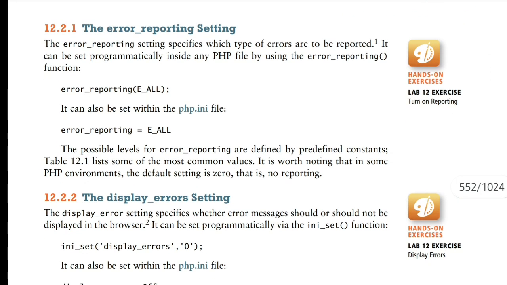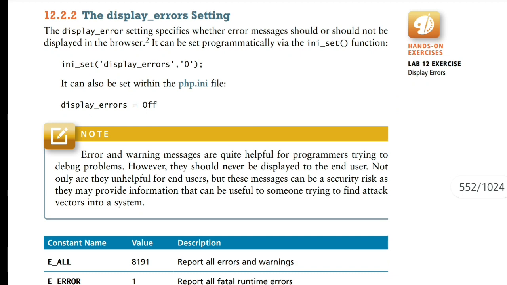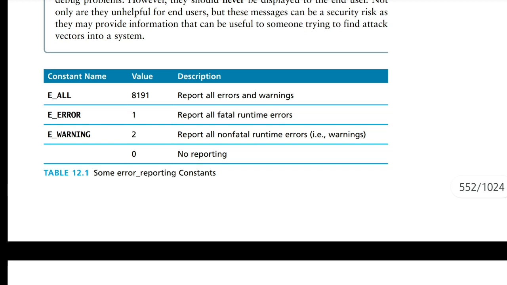Let's see an example for each of these. Error reporting can also be set within a PHP file. All the possible levels of error reporting are defined by predefined constants, so there are some constants which you'll be using for reporting the errors. And display errors, to display the errors you can set the flags as 0 or other values, to fetch different types of error, because different types of errors can come. You can set which type of error you want to see by using the values, and here are the descriptions.